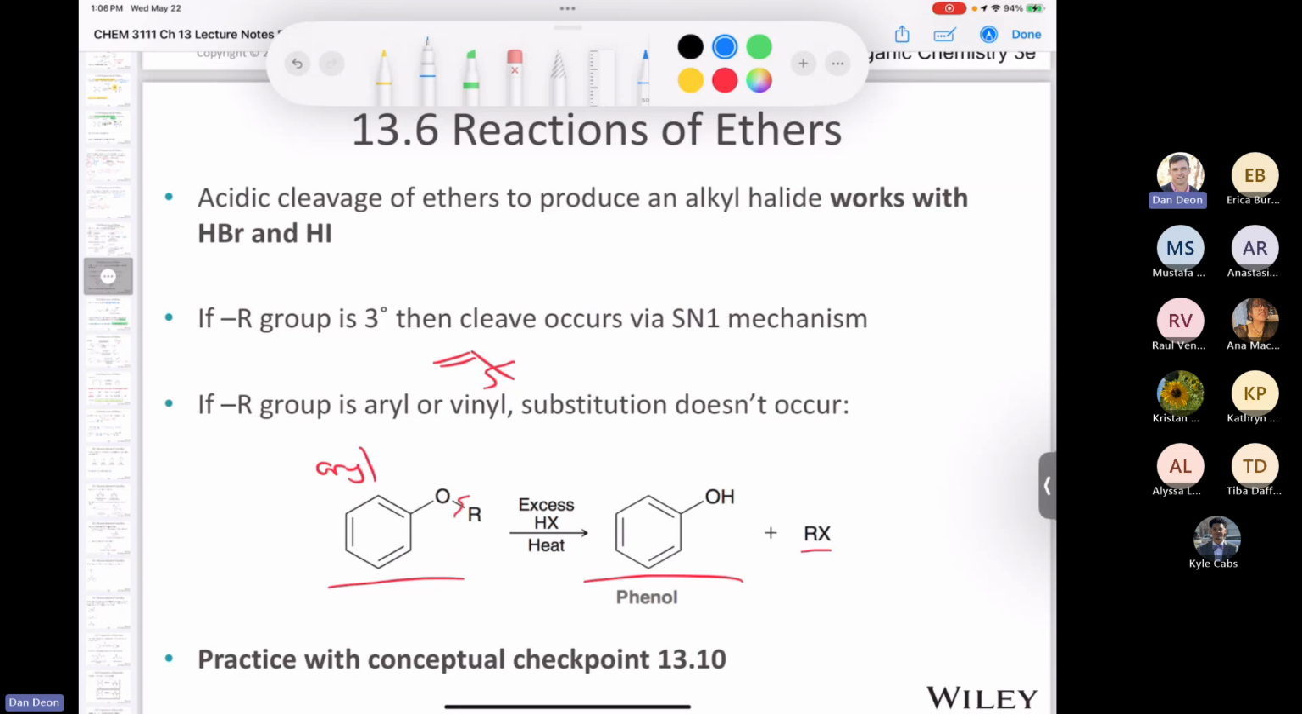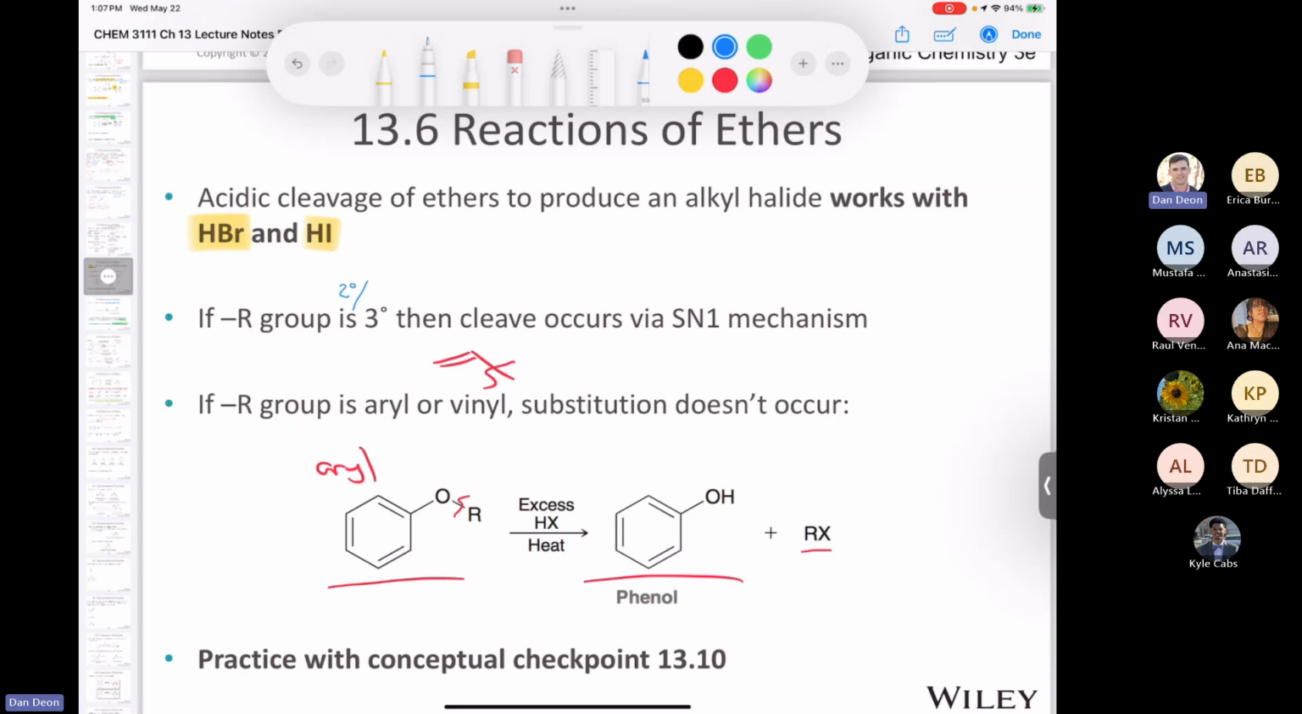Okay, the first one that I've already gone over in detail is that the reaction works with hydrobromic acid and hydroiodic acid. It doesn't work with HCl. It's not strong enough. As I said, if the R group is secondary, we'll put here secondary or tertiary, then the cleavage occurs via an SN1 mechanism.